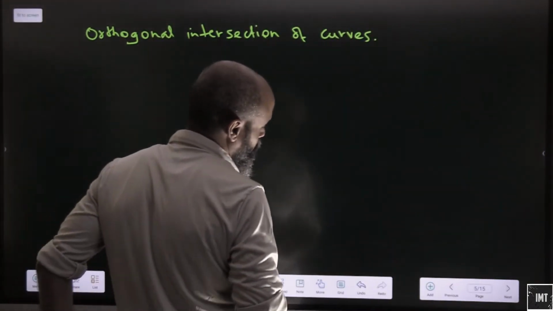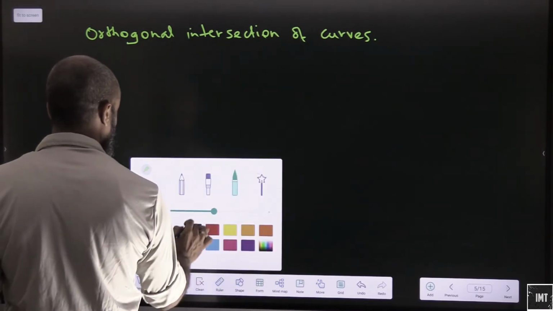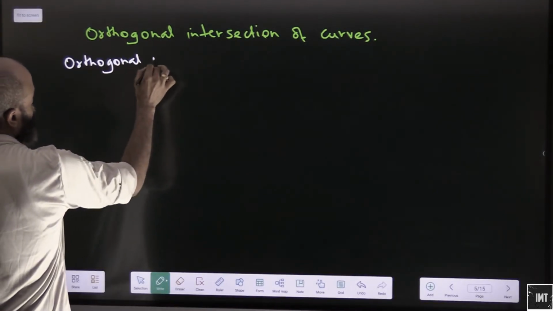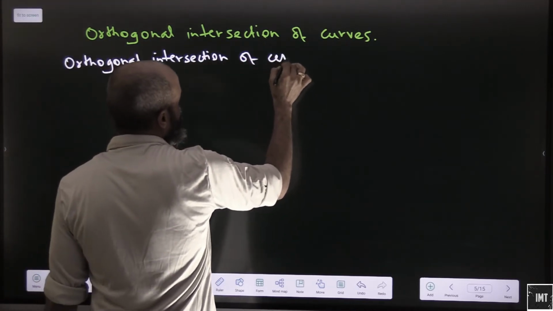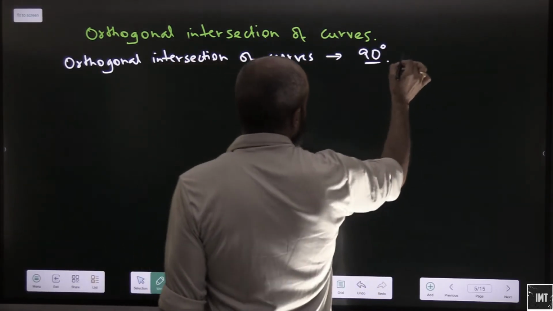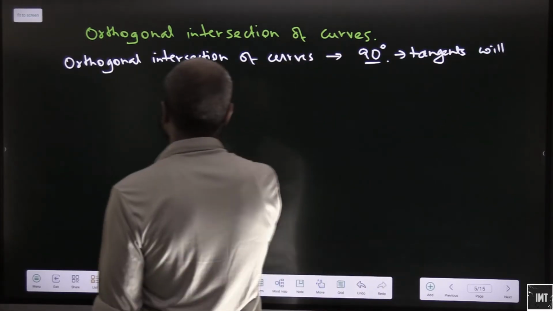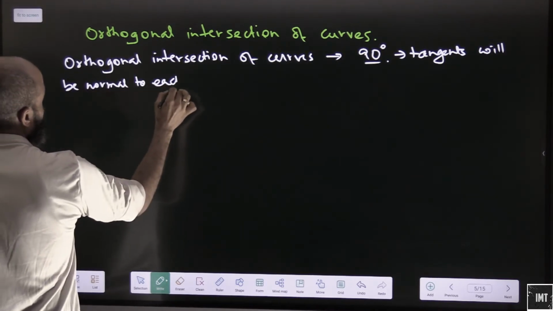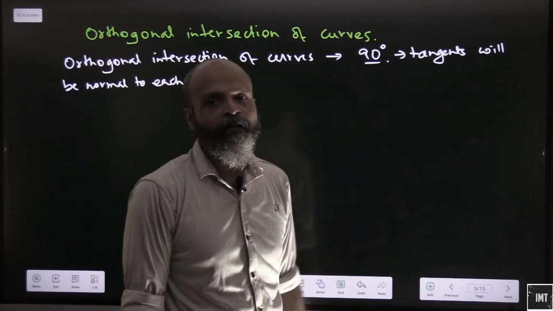Okay, people, we will now talk about orthogonal intersection of curves. So what do we actually mean by orthogonal intersection of curves? Orthogonal intersection of curves means that the curves have an angle of 90 degrees between them. So the tangents will be normal to each other. Orthogonal intersection of curves means that the tangents will be normal to each other.